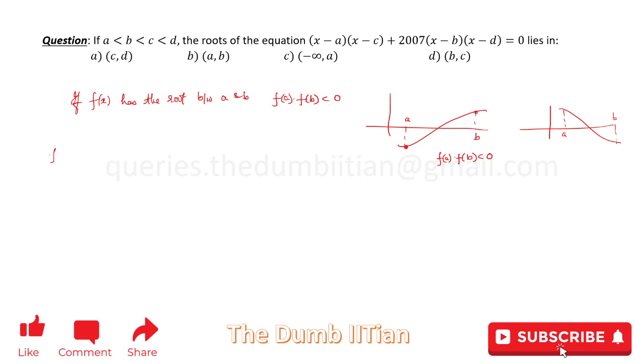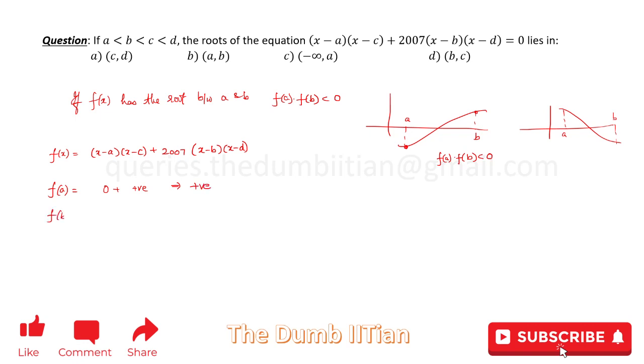Now for this function f(x) = (x - a)(x - c) + 2007(x - b)(x - d), I need to find out where the roots lie. So basically I need to find out whether the function is going to be positive or negative for a given value. Quickly, the value of f(a): this first part is 0, and this is a - b, a negative number, and a - d, a negative number. Negative and negative is positive, so eventually it's going to be a positive number.